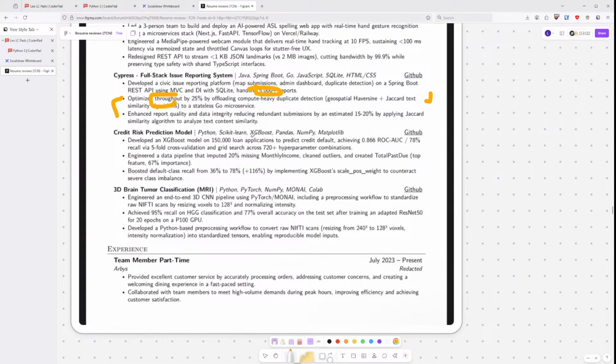Credit risk prediction model. Scikit-learn, lowercase. XGBoost. Another XGBoost. Okay, we have percentages here now. Five-fold cross validation, grid search. Okay. Wait, what is this? Credit risk prediction model. Okay. Data pipeline. Okay. Then 20% that imputed.